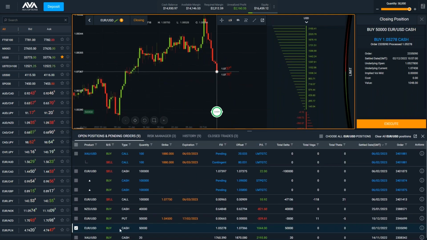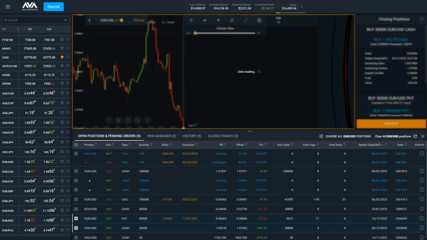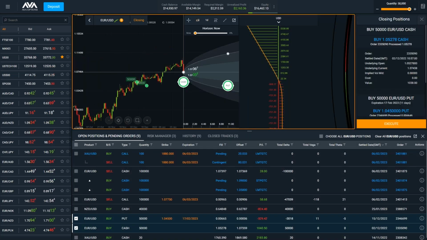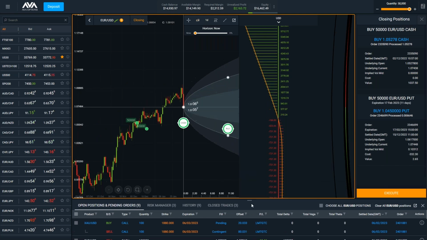I'm long spot, and then I bought a put to protect my downside. So by buying a put, now you see I have two positions highlighted. I bought spot and I bought a put. In this trading window, you can see both positions and what the net P&L looks like. I've protected my downside, so I'm only going to lose a maximum of $700, but I'm protecting my downside and I still have all of my upside.